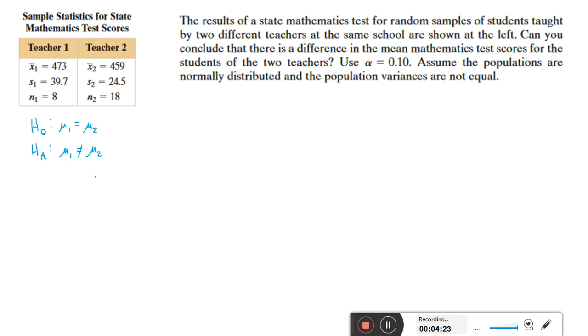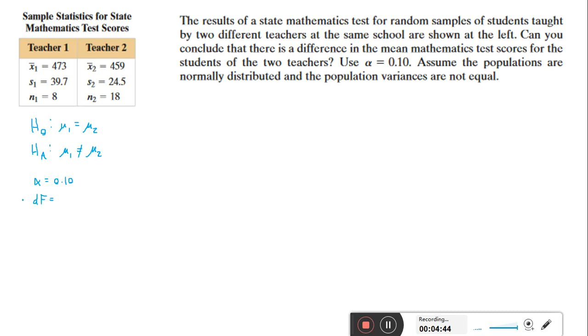That does not necessarily mean that the means of their students' state test are going to be the same. Okay? So we're going to work forward from there. Let's go ahead and calculate alpha. They told us that it's 10%. And our degrees of freedom. All right, our degrees of freedom.